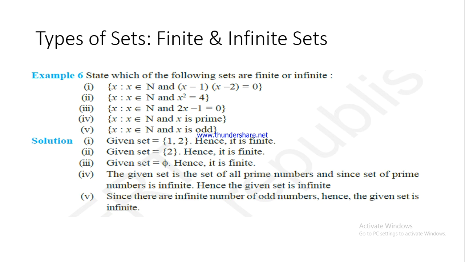What is a null or a void set? We'll be discussing it later on also. Null or void set is one which does not have any element. So we assume that the only element in such kind of a set is phi. Which has been shown here, given set is equal to phi.